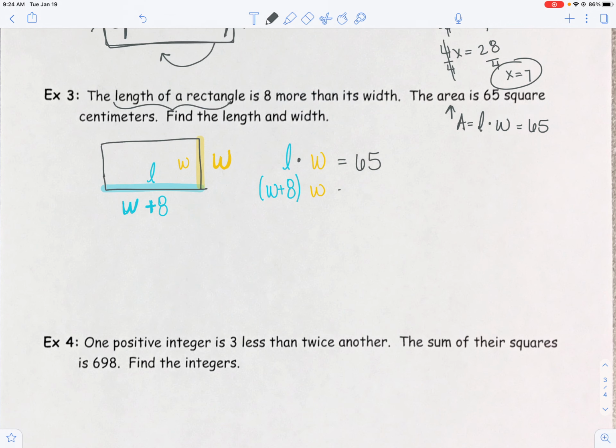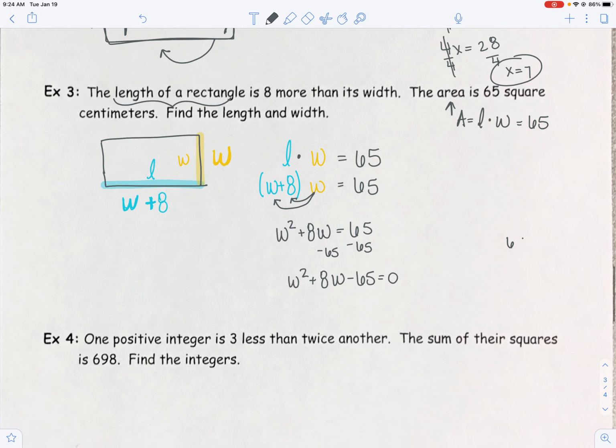And now it's going to look kind of similar to what we did before. I'm going to distribute. This time I'm distributing kind of backwards. I've got W times W, so I'll have W squared. W times 8, 8W equals 65. I'm going to get that thing equal to 0, and then I will factor it.